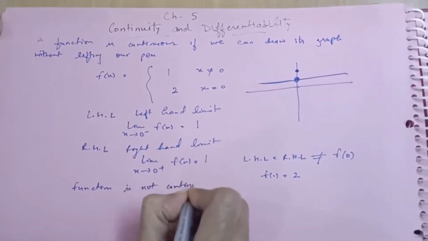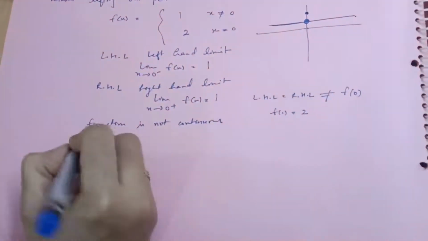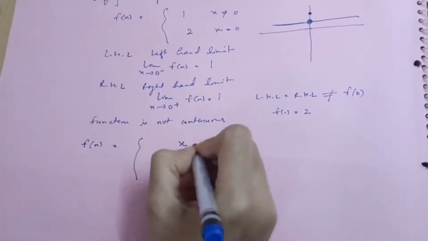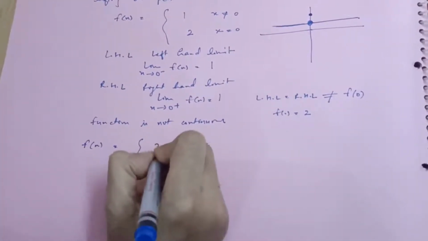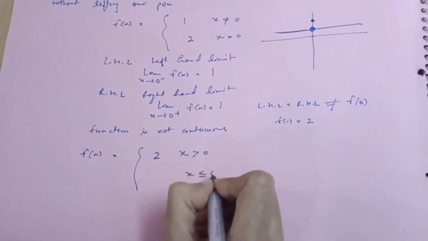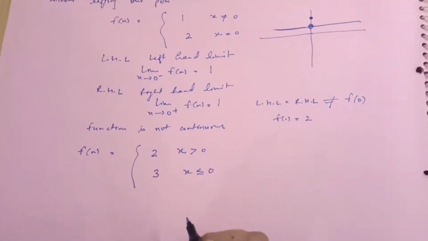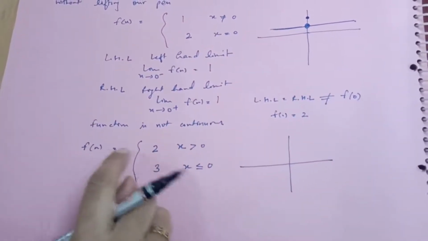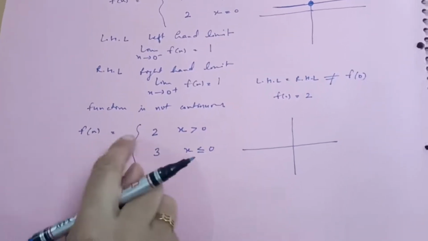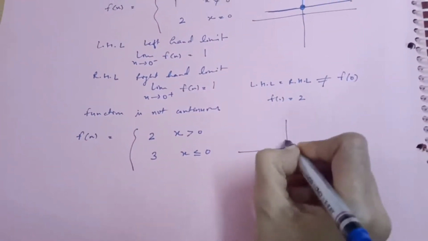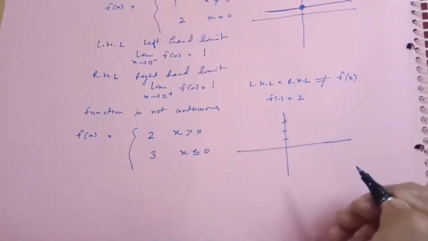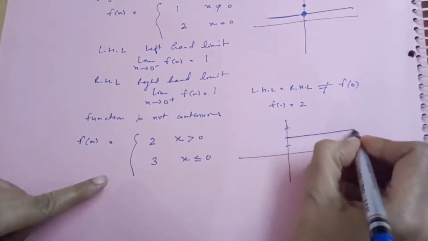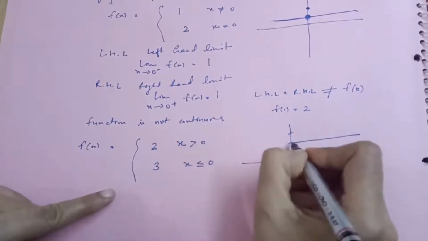Similarly, one more example. Suppose f(x) is 2 for x greater than 0, and 3 for x less than or equal to 0. How am I going to draw the function? The graph will be parallel to the x axis. For x greater than 0 it will be at 2. This is 1, this is 2. For x greater than 0 the value is 2, so I make this line. There it is a hollow circle because equal to 0 is not included there.